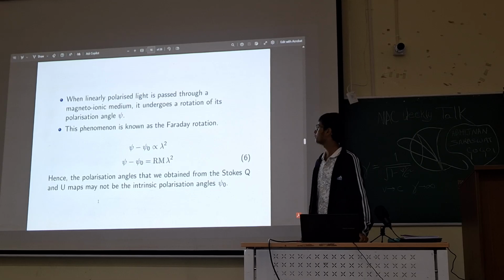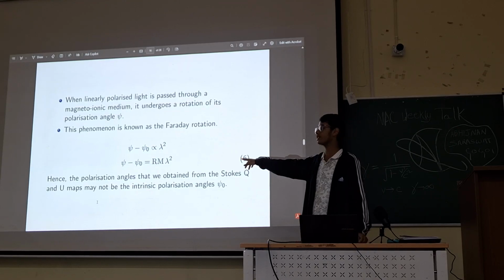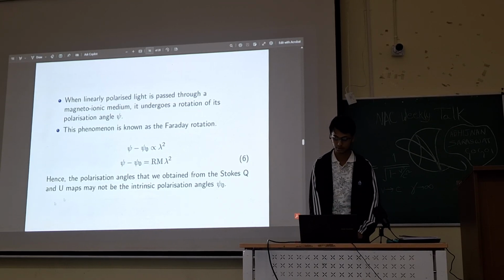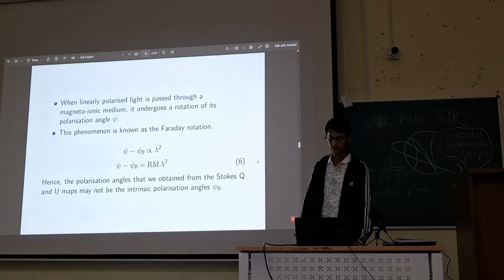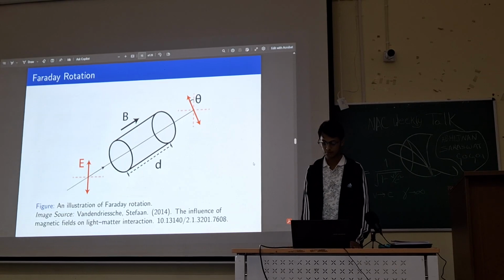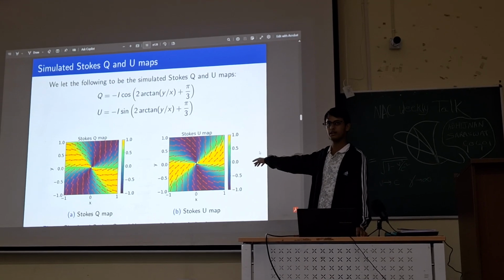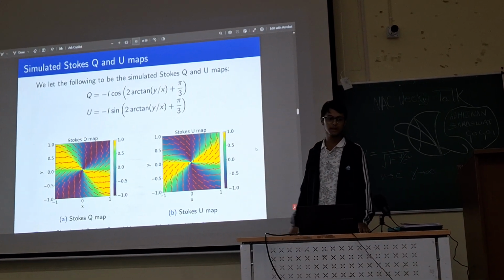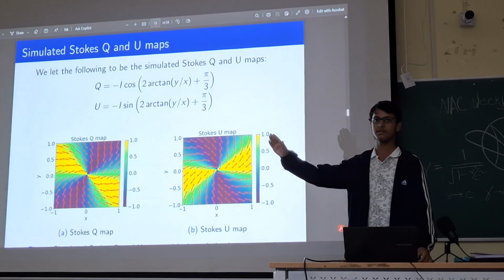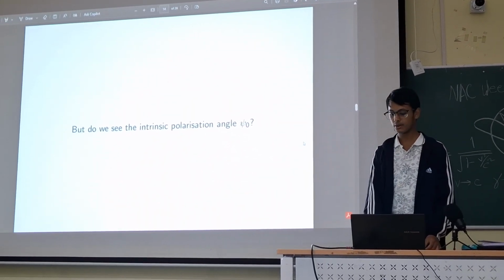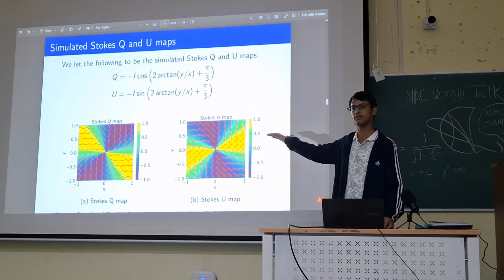We add a proportionality constant Rm, which stands for rotation measure. So we get equation 6 for the Faraday rotation equation. It means that whatever polarization pattern we obtain here from the Stokes Q and U maps may not be the original polarization angle at the source of emission. So by rotating these by 90 degrees, we may not get the actual orientation of the magnetic fields.